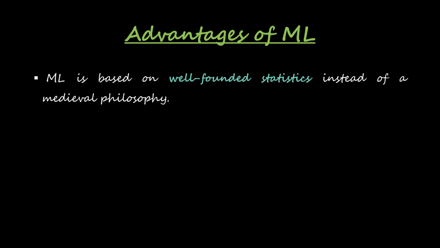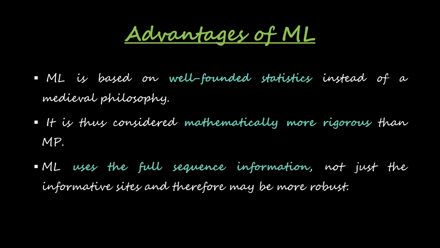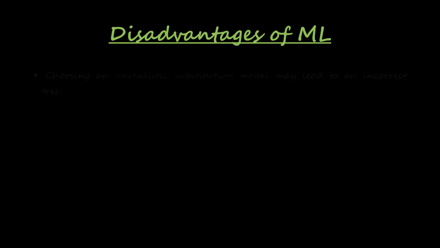So there are certain advantages of ML. ML is based on well-founded statistics instead of a medieval philosophy where we use Occam's razor in MP. It is thus considered mathematically more rigorous than MP. ML uses the full sequence information, not just the informative sites, and therefore may be more robust. ML employs substitution models, but there are certain disadvantages of ML as well.